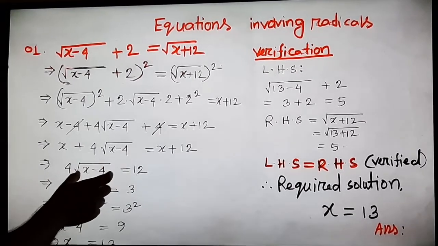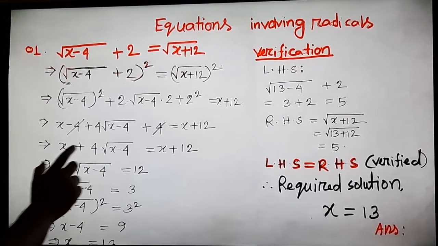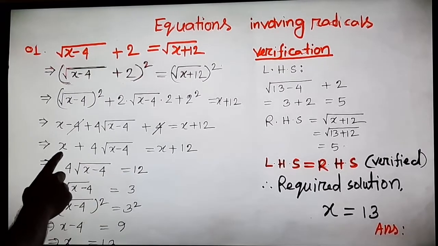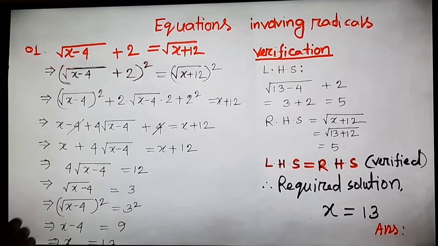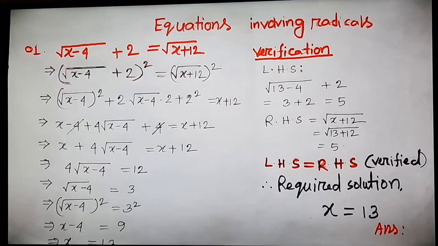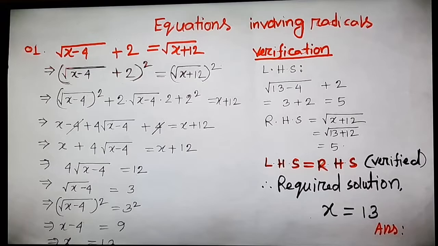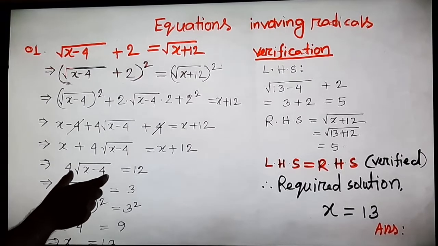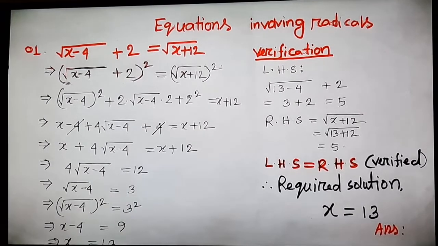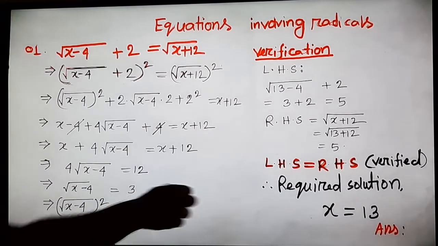Then 4 root over x minus 4 is equal to, on the left hand side x and on the right hand side also x. But with plus x on both sides of the equal sign, it will be discarded, and 4 root over x minus 4 is equal to 12. And dividing both sides by 4, the left hand side is only root over x minus 4, and the right hand side divided by 4 is equal to 3. So root over x minus 4 whole square is equal to 3 square, squaring again.